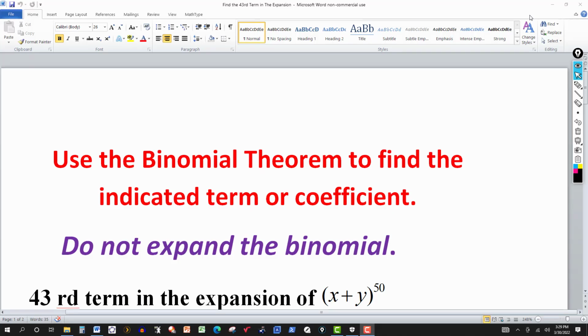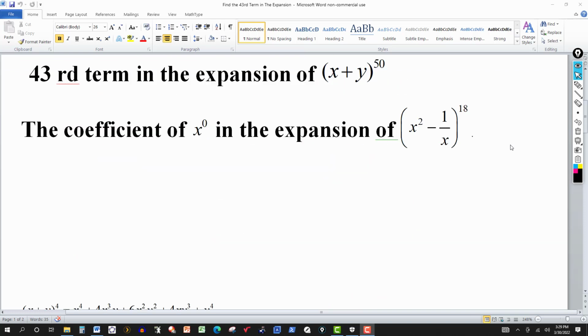In this video, we're going to use the binomial theorem to find the indicated term or coefficient of a binomial expansion. And we want to do it without expanding the binomial. I've done some similar to this. This will be a little bit more involved, maybe a little bit more different. But let's just remind you about what we're talking about here.